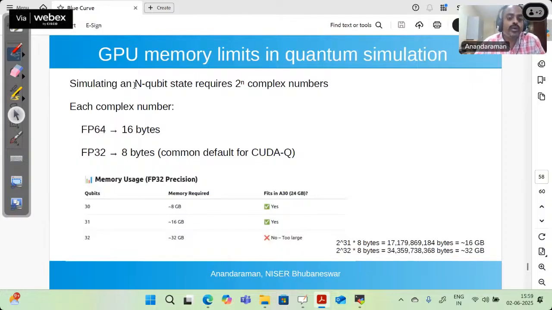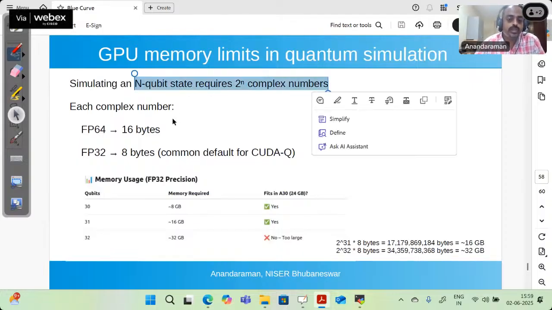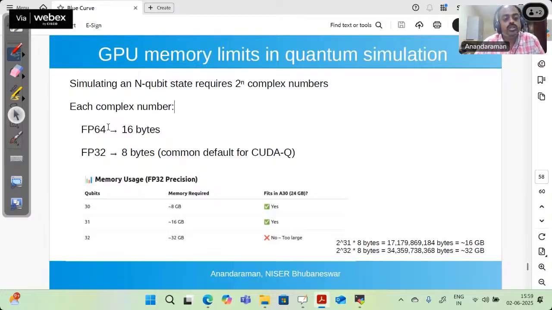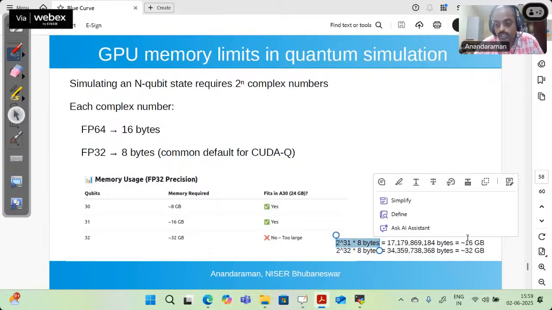Simulating n qubits requires 2 power n complex numbers. Each complex number, for example, if it is floating point 64, requires 16 bytes. In CUDA-Q normally it is floating point 32, which means each amplitude requires 8 bytes. So 2 power 32 times 8 bytes is equal to 32 GB.